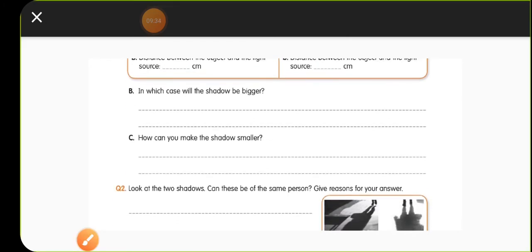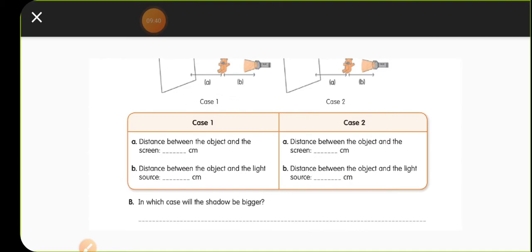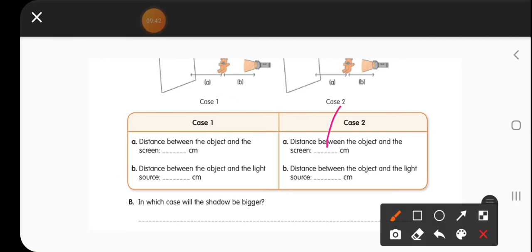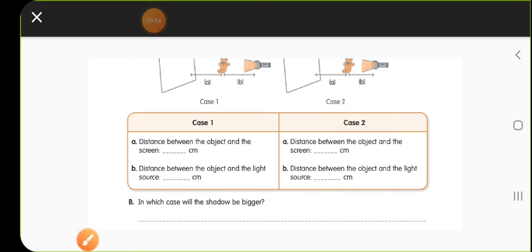How can you make the shadow smaller? So how can we make the shadow smaller? We can make the shadow smaller when the distance between the light source and the object is bigger, meaning when the object is very close to the screen, the shadow size becomes smaller.